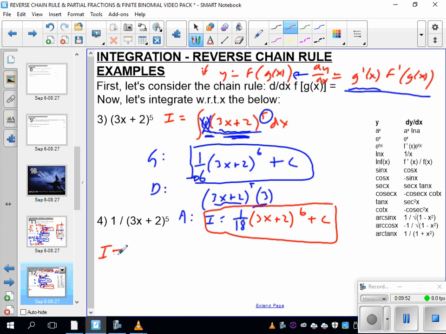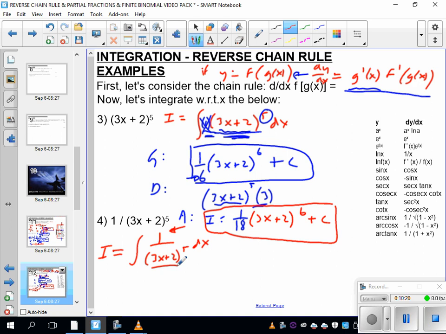Number 4, I say we're integrating this one, so 1 over 3x plus 2 to the 5. Again, our order of thought, it's a fraction. The first thing we're thinking is this ln f of x? And the answer is no, because the top is not a derivative of the bottom. If I differentiate that, the 5 would come down, 3x plus 2 to the 4, 3 would pop out. That's not a multiple of 1.